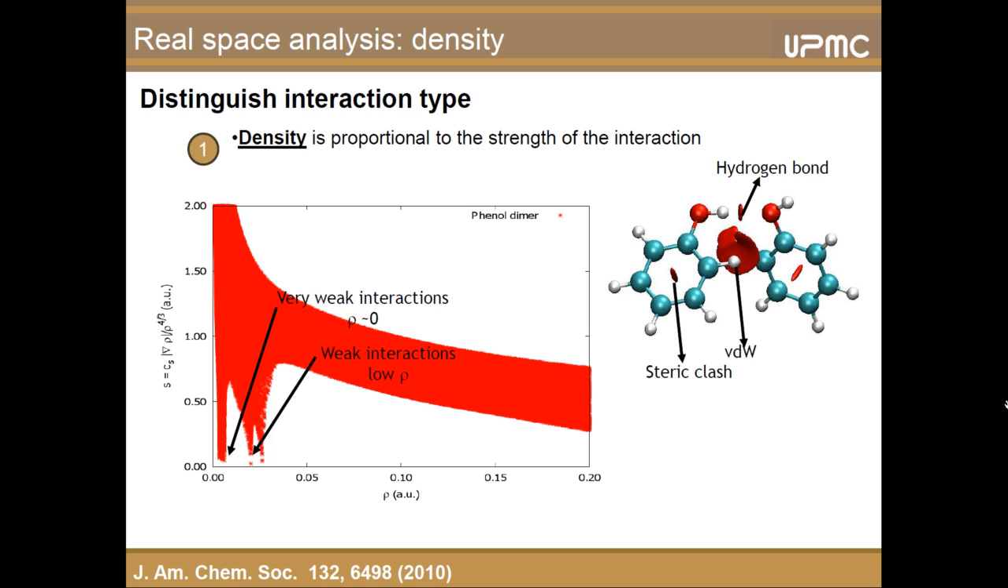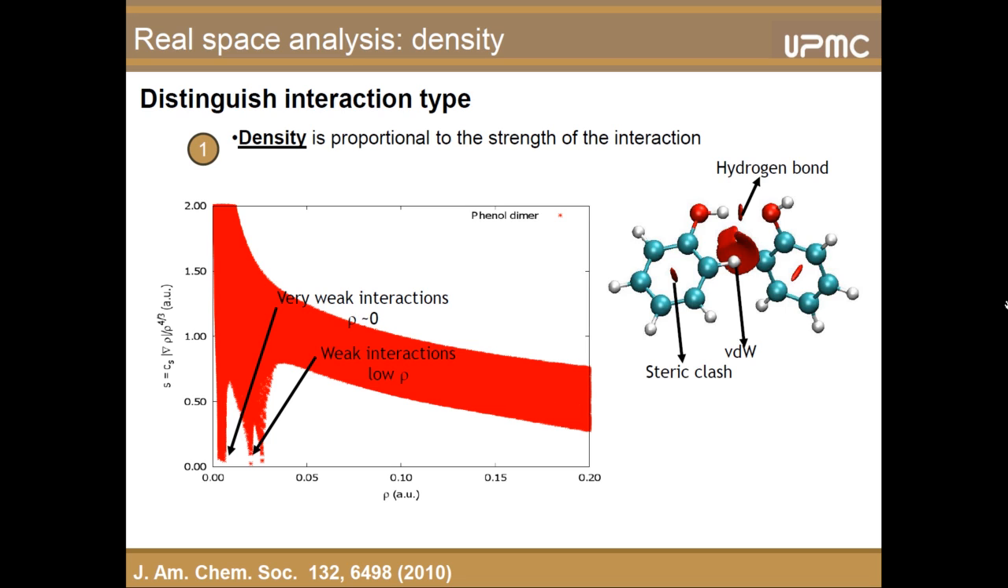Here we have one example where we have the three types of interactions. We have a phenol dimer with a hydrogen bond, with the van der Waals interaction in between the rings, and with the steric repulsion inside the rings. Three types of interactions, three peaks. We have two peaks at higher density and one peak at very low density. Of course, the one related to van der Waals will be the one at low density, but we still have these two peaks which overlap, which are the steric clash and the hydrogen bond. One is repulsive and the other one is attractive. So we really want to differentiate those from each other.